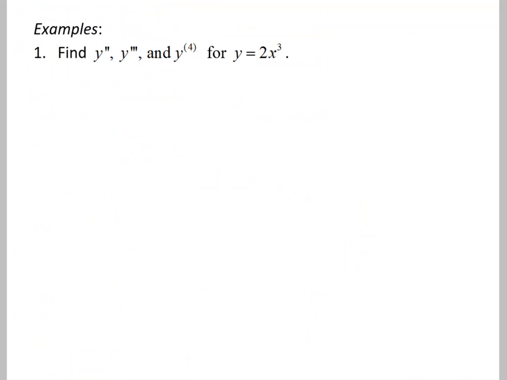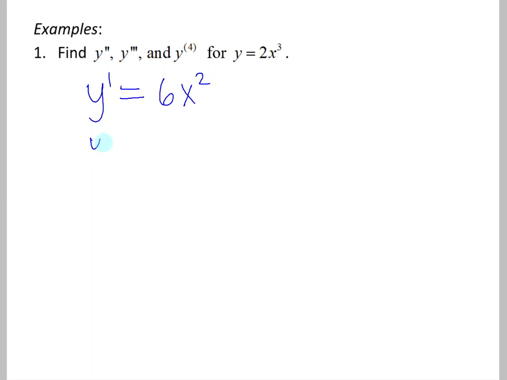Let's look at some examples. 1. Find y double prime, y triple prime, and y fourth derivative for y equals 2x cubed. To get to y double prime, the second derivative of y, we first need to find y prime. Using our power rule, that makes 6x squared.